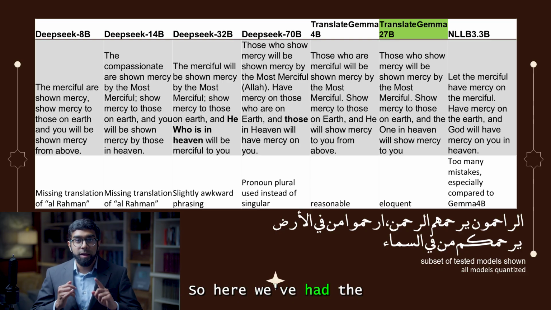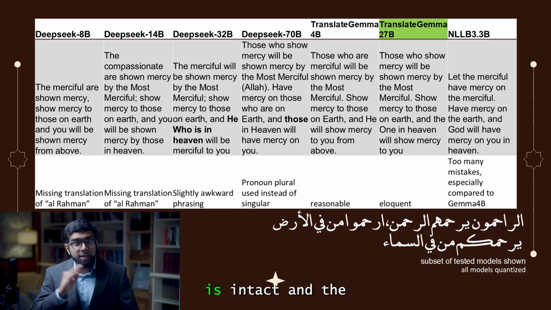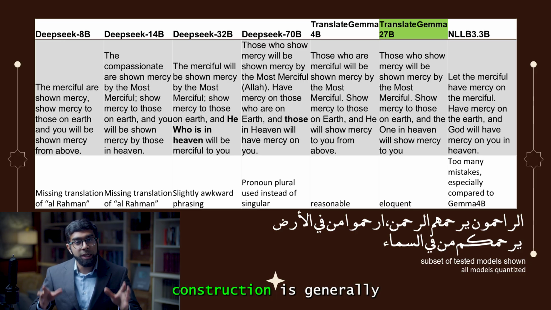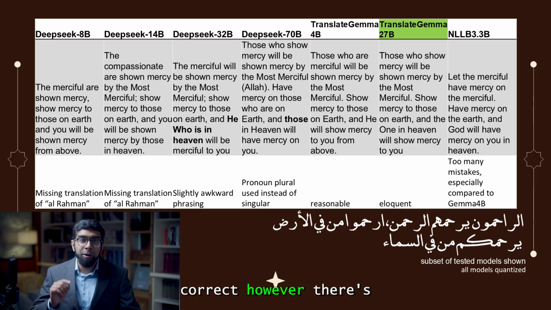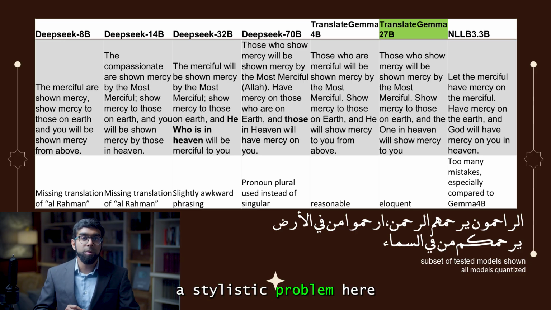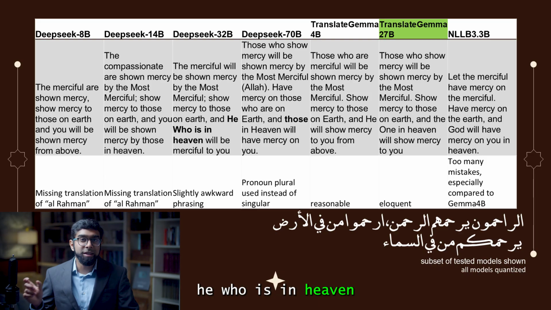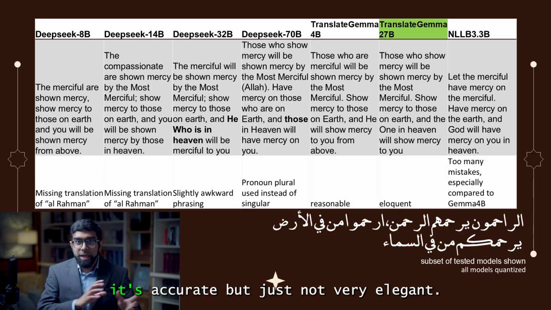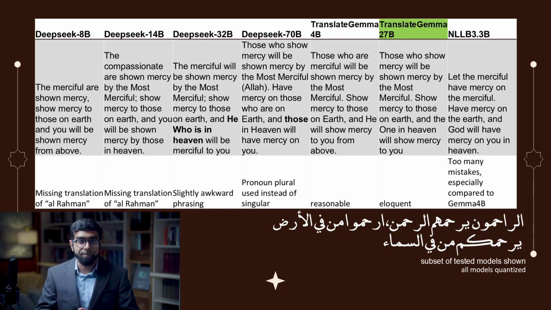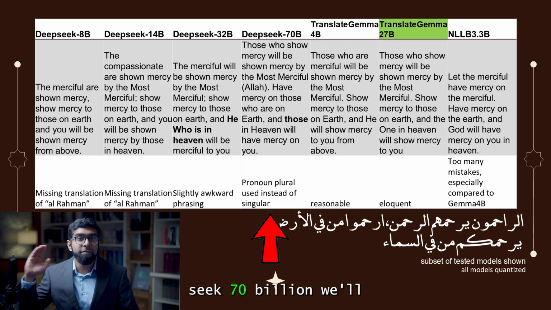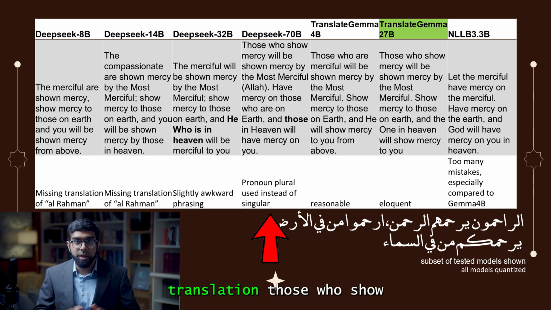So here we've had the name preserved, the meaning is intact, and the construction is generally correct. However, there's a stylistic problem here. He who is in heaven is slightly awkward. So it's accurate, but just not very elegant. Jumping up then to DeepSeek 70 billion, we'll see an even better translation.